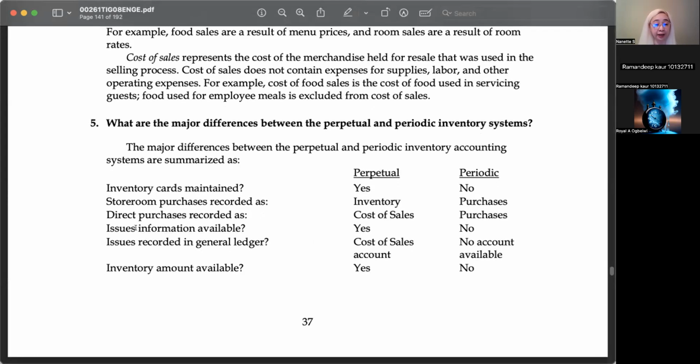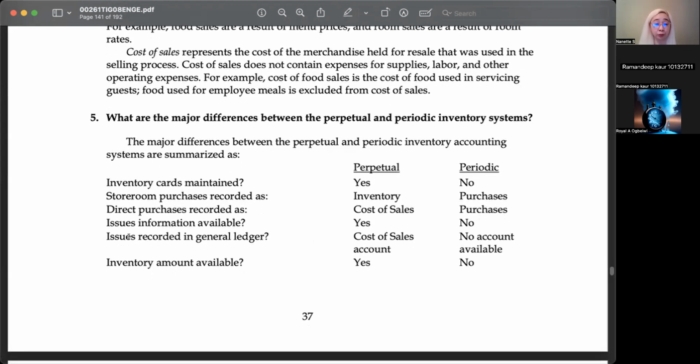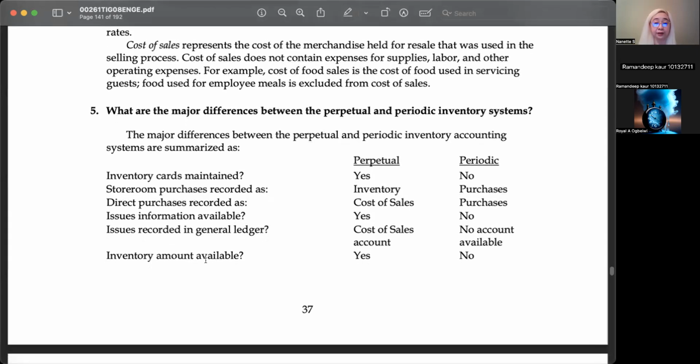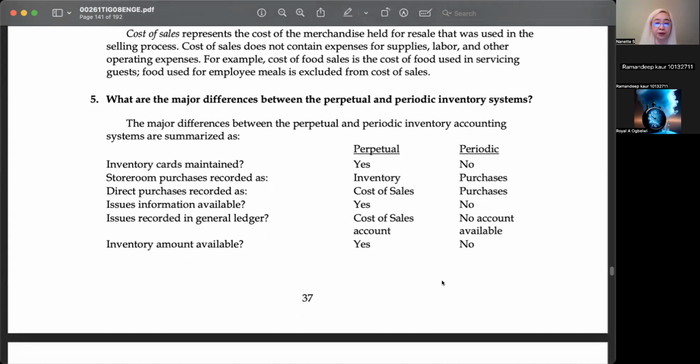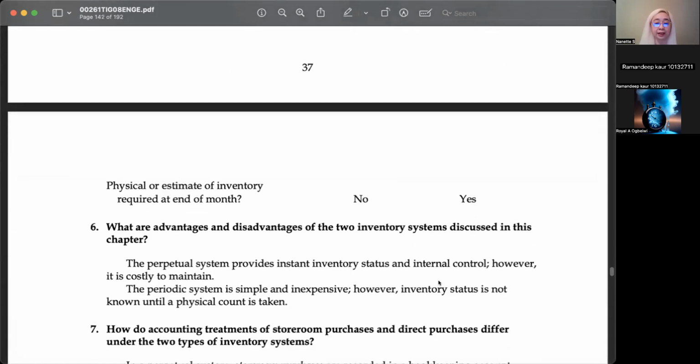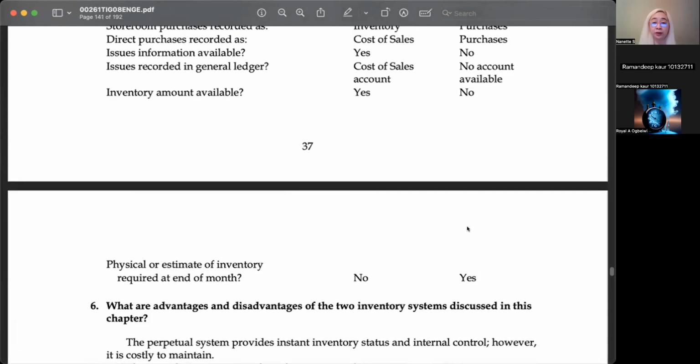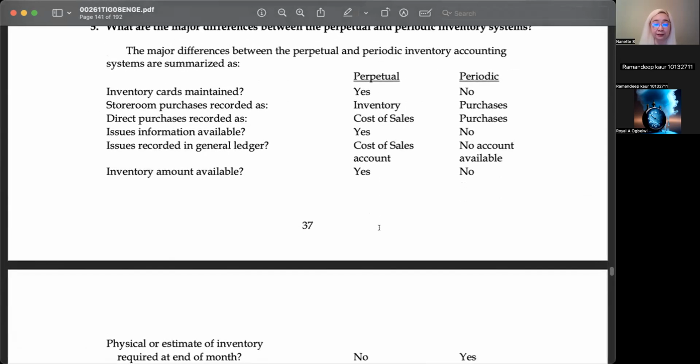Now, is inventory information available? Yes, if you're using perpetual, but not for periodic. Do you record it in the general ledger? Yes, but here for perpetual, you put it under cost of sales account. And if you're using periodic, no account is available. Here in the perpetual system, an inventory amount will be available, but not for periodic. And then a physical or estimate of inventory is required at the end of the month if you're using the periodic inventory system.